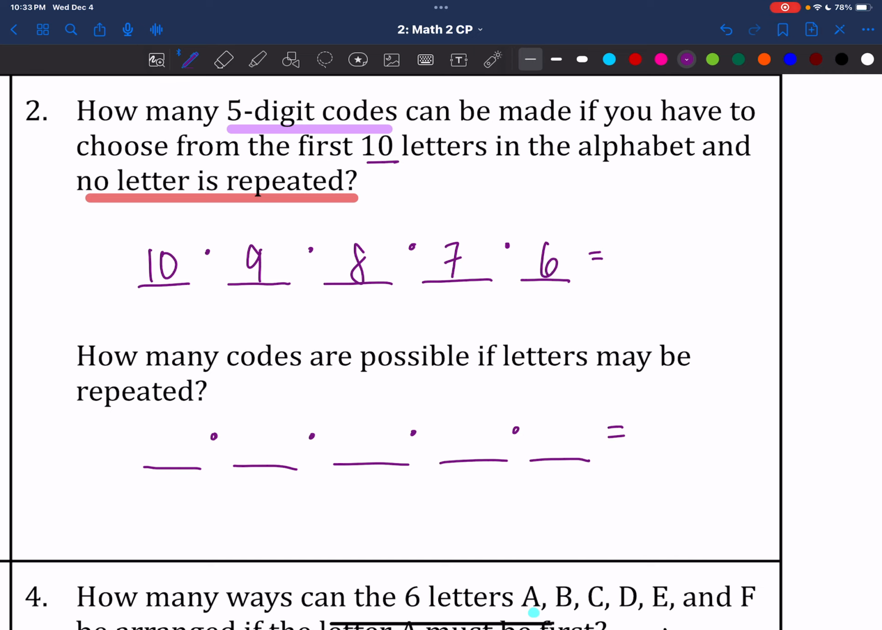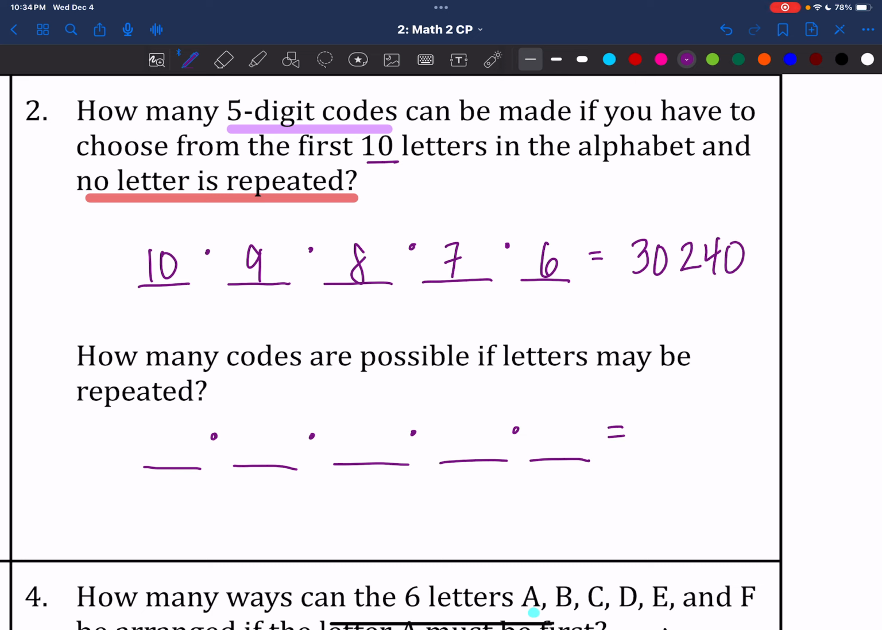So there's 6 options. So this would be 1 through 10. This would be 1 through 9, 1 through 8, 1 through 7, so on and so forth. And you're going to multiply all those together. You're going to get 30,240.